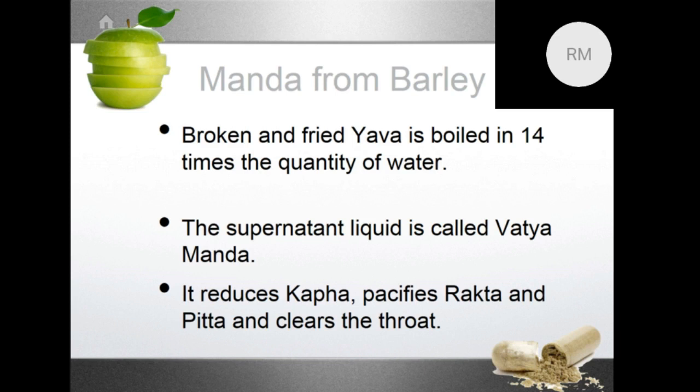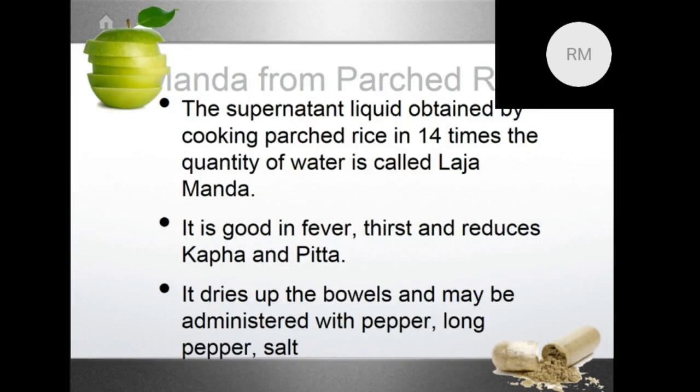And this is very good for reducing kapha. It's very good to clear the throat. And it also is very soothing for the rakta or blood in your system. So there's another variant, where you can use parched rice, which means the rice which is puffed. Do you use puffed rice? Are you aware of puffed rice? It's like popcorn. You can almost call it a rice popcorn.